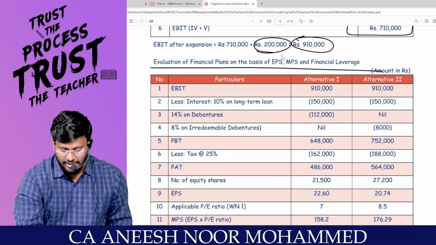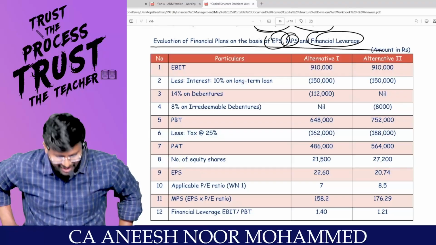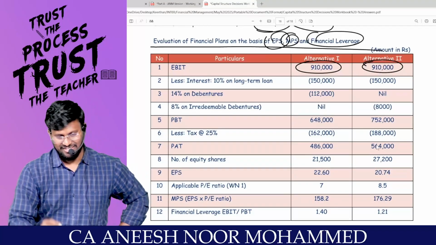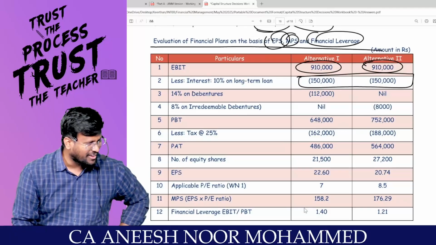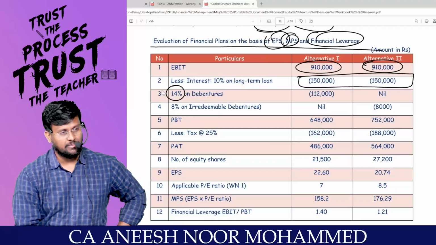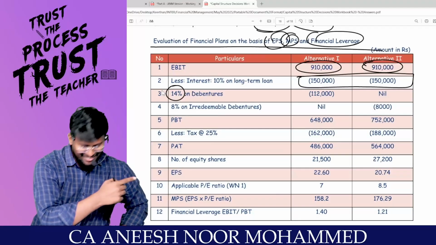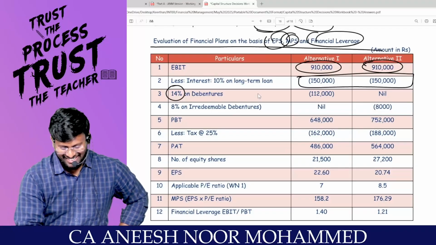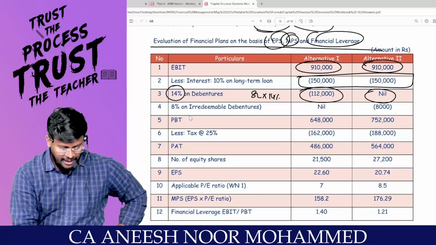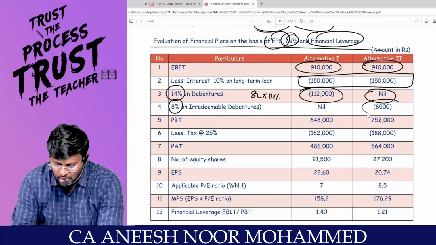Evaluation of the financial plan based on EPS, MPS, financial leverage, everything I am going to calculate. EBIT, and the existing interest of 1,50,000. Sir, new debenture 14%. How much issued? 8 lakhs. KD: 8 lakh into 14% is 1,12,000. 8% irredeemable debenture, value 1 lakh, comes to 8,000.